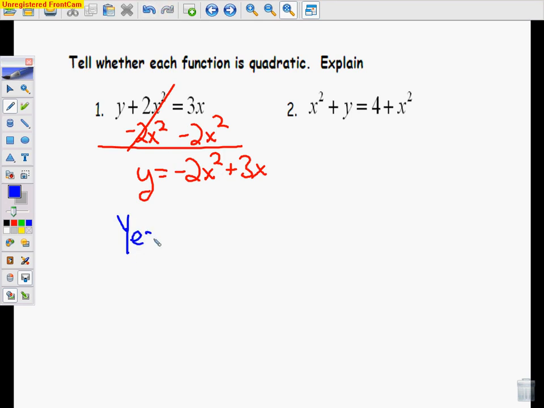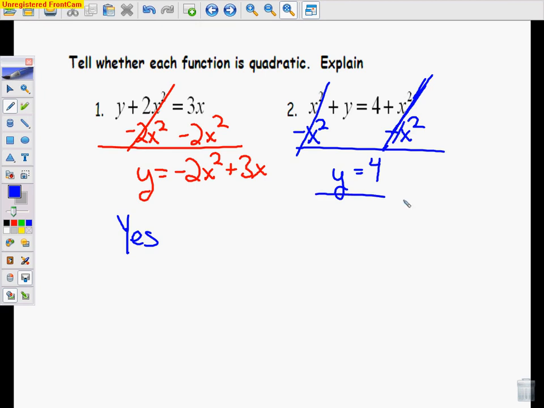So yes, it is. Next one, in number 2, once again, I would suggest that you put it in standard form first. So we're going to get y by itself on this side. We do that by subtracting x squared from both sides. When you do that, the x squareds on the left cancel out, just leaving you with y. And on the right, you have a 4, and those x squareds actually cancel out as well. So, since when we put it in standard form this equation does not have an x squared, this is not a quadratic. So, no.